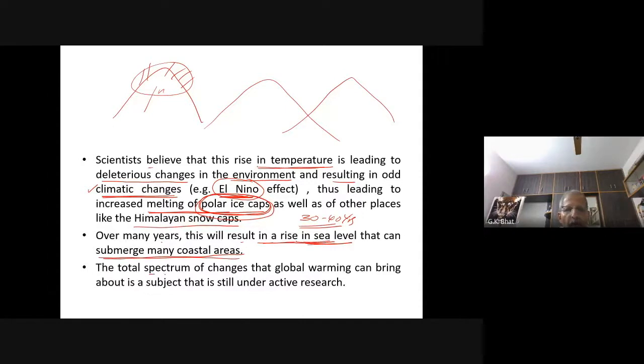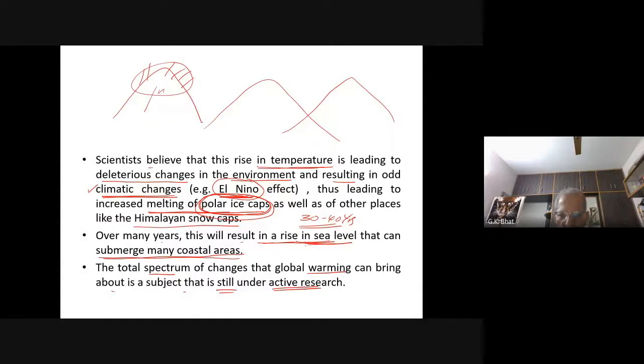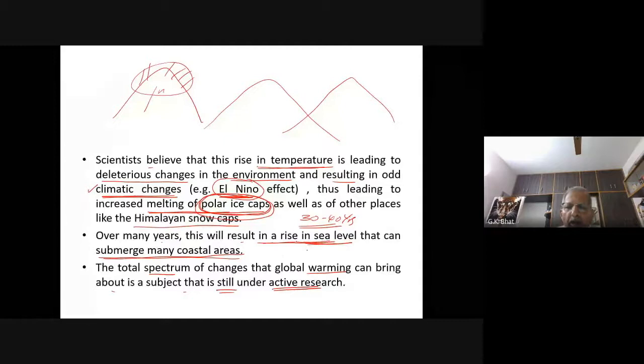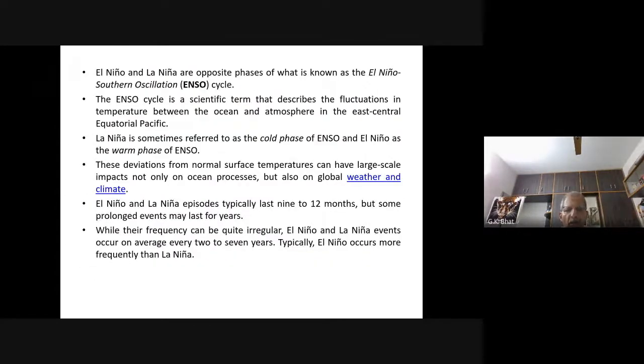The total spectrum of changes that global warming can bring about is a subject that is still under active research. How much of this land area will get submerged? Many studies are going on. Don't worry, it will not happen overnight. You'll be told, yes, this is going to happen within 10 years, within 5 years, within 3 years, within 2 years, within 1 year. By that time we can think about selling your property there and going to some other new place where you'll be safer. Right? Now, this you have to know.